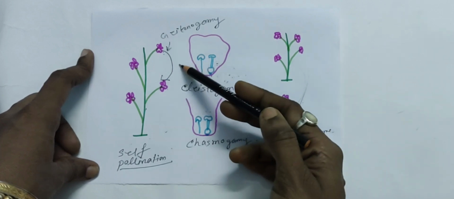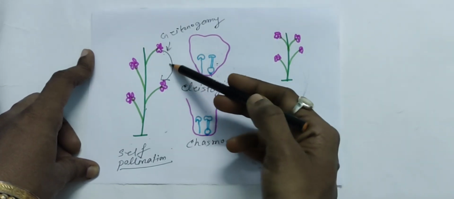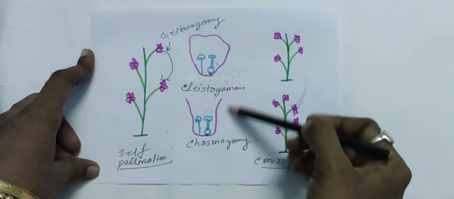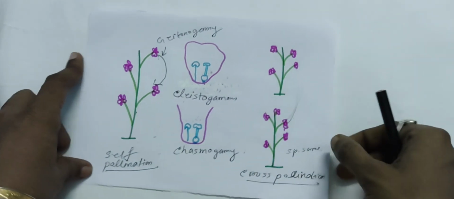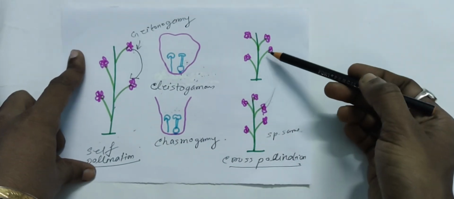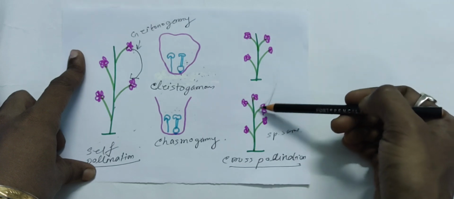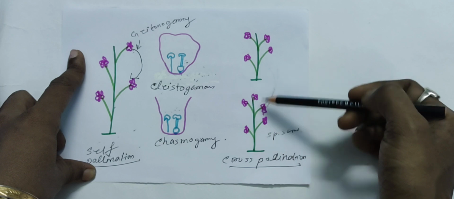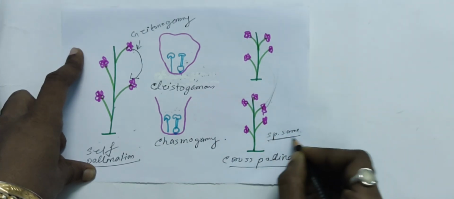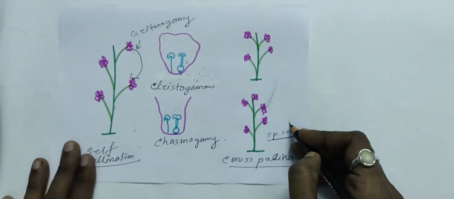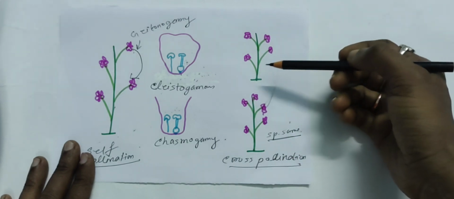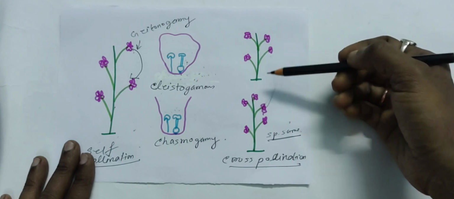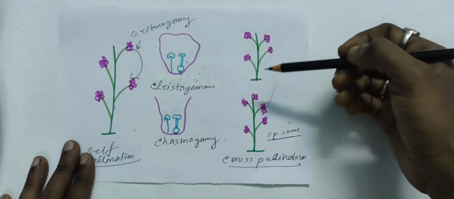But here pollination is occurring on a different flower of the same plant. This is geitonogamy and both are self-pollination. And in cross pollination, transference of pollen grain occurs from one flower to another flower on a different plant. Both the flowers are on different plants, but the species is the same. Transference of pollen grain from anther to stigma of a different flower of a different plant but the same species.